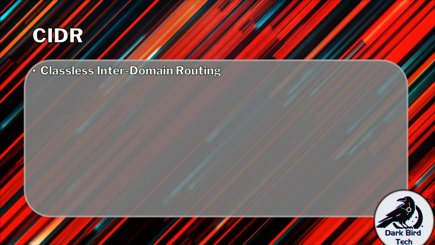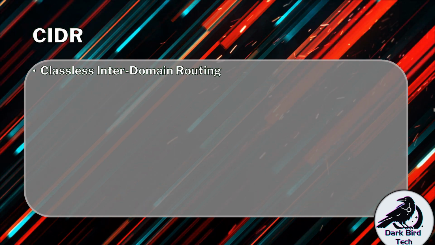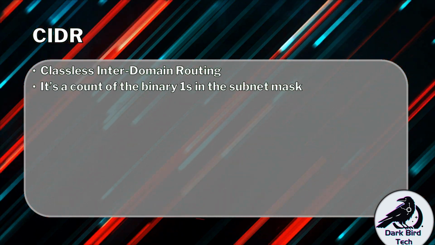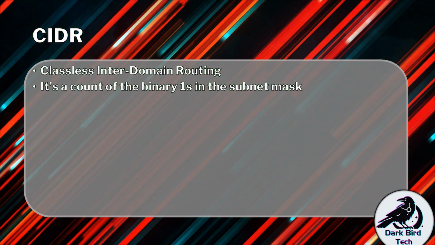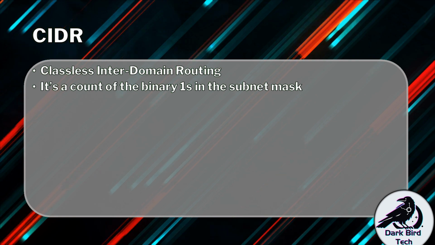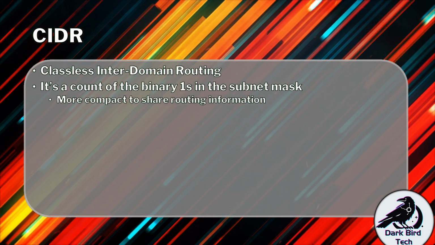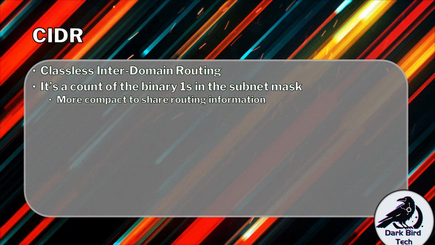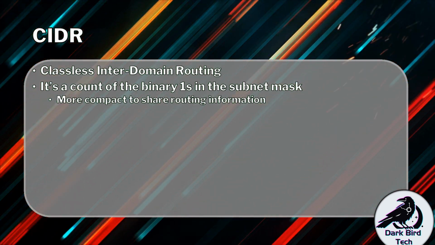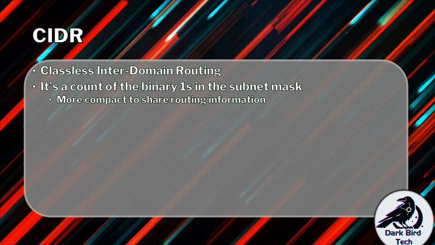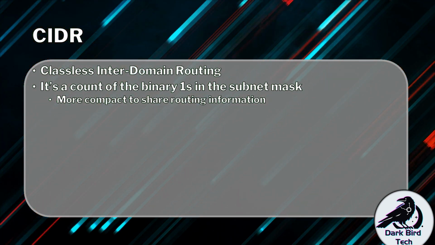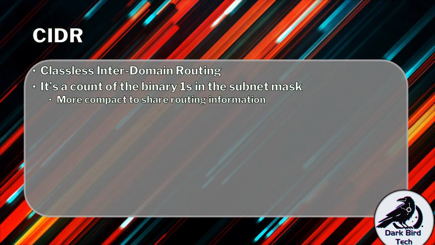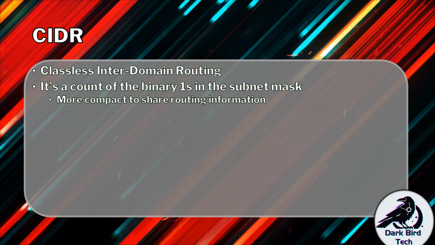Well, first of all, it is an acronym for Classless Inter-Domain Routing. And what it does is it is a count of the number of binary ones that are in the subnet mask. By counting the number of binary ones, you can express or write the subnet mask in a more compact form. And routers like to use this nowadays, as it means that when they want to share information with each other about an IP network, instead of sending the 32-bit network address and then a 32-bit subnet mask, they can get away with sending just a 6-bit value.